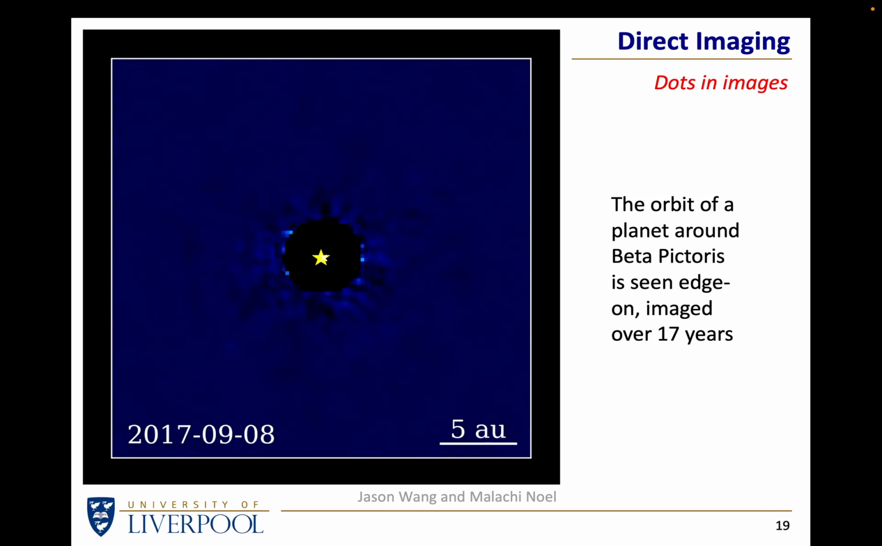And again, this is a time lapse taken over a long period of time, so these planets are probably quite a long way from their star. It's very difficult to find planets that are very close to a star, but given enough patience and enough years of data, it's possible to actually directly image planets going around other stars.